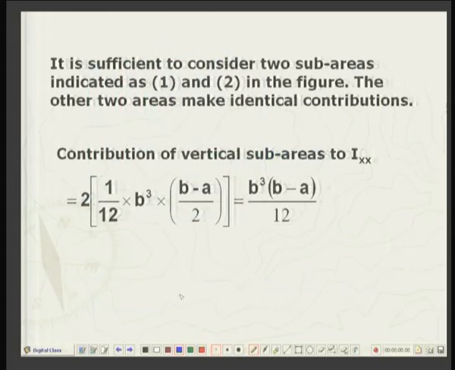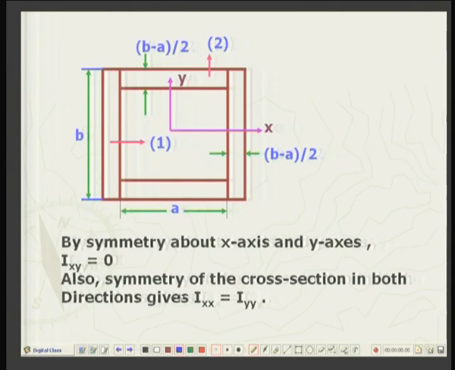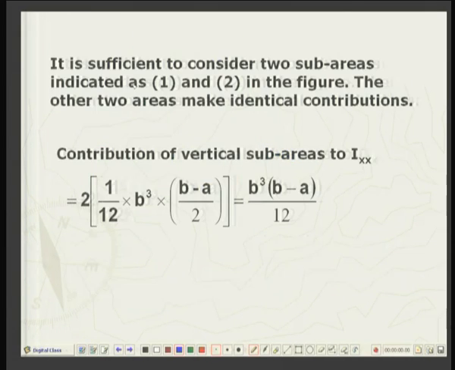All right. Now, we will call the vertical rectangle area 1, this vertical one, and the horizontal rectangle area 2. Contribution of the vertical sub area to Ixx. So, first we are calculating Ixx. Now, this is the base into height cubed.